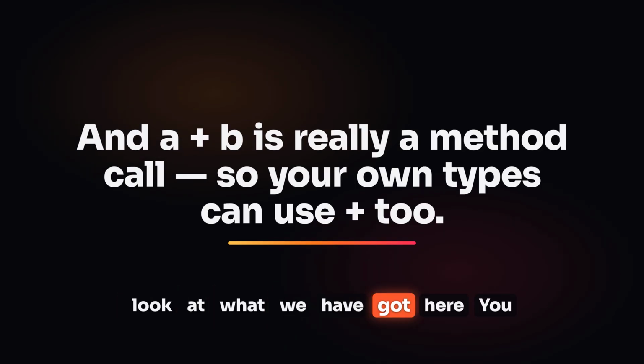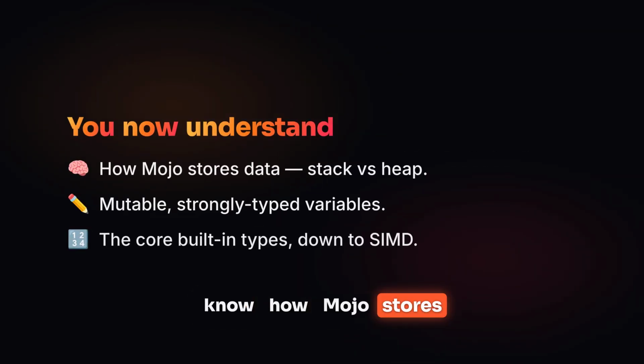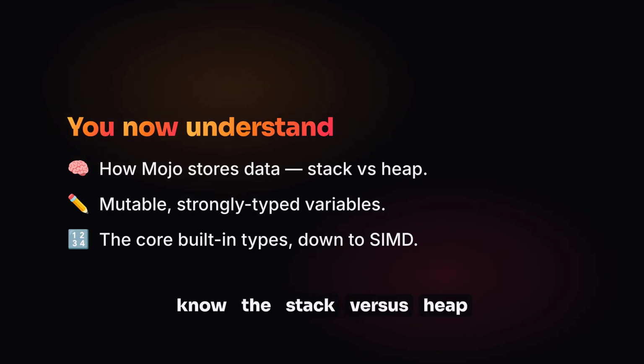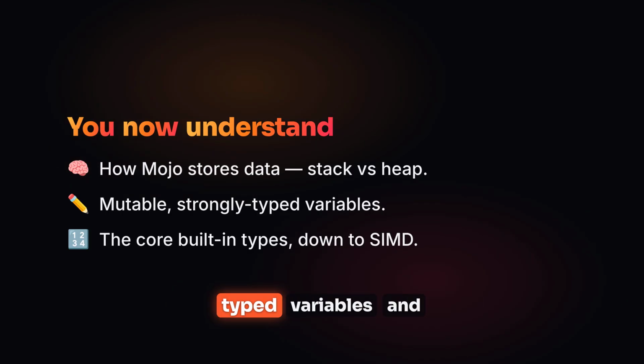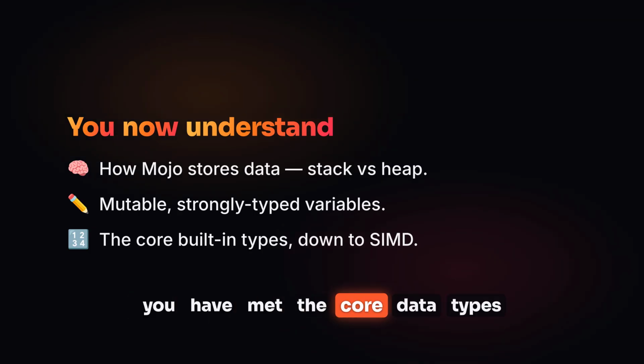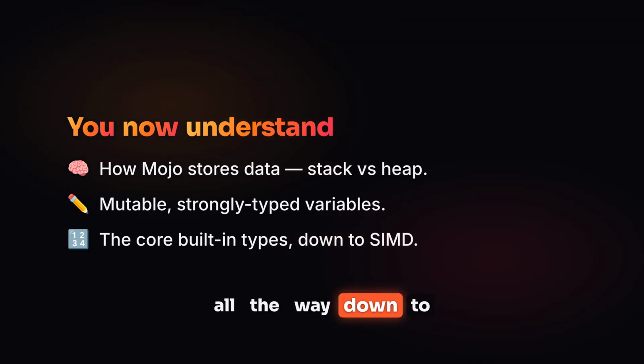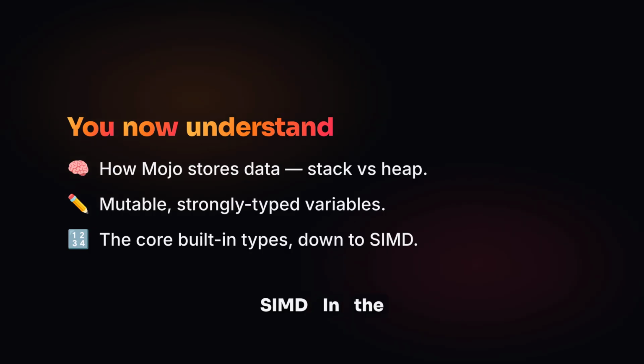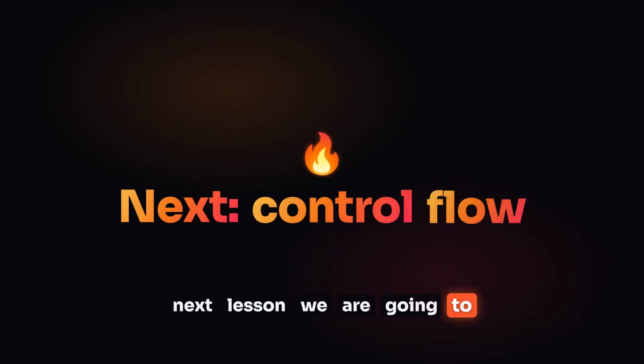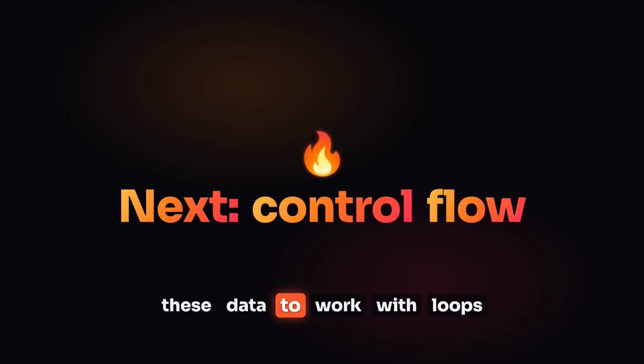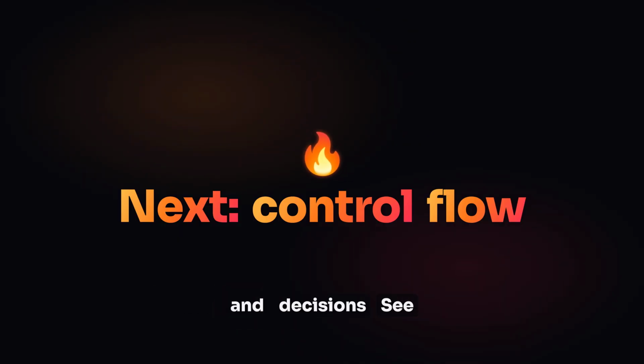So look at what we have got here. You know how Mojo stores data. You know the stack versus the heap. You know mutable, strongly typed variables, and you have met the core data types all the way down to SIMD. In the next lesson, we are going to put all this data to work with loops and decisions. See you there.